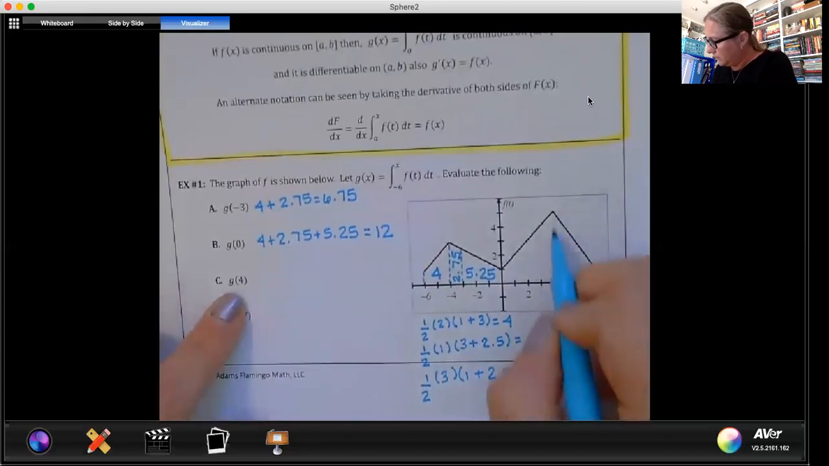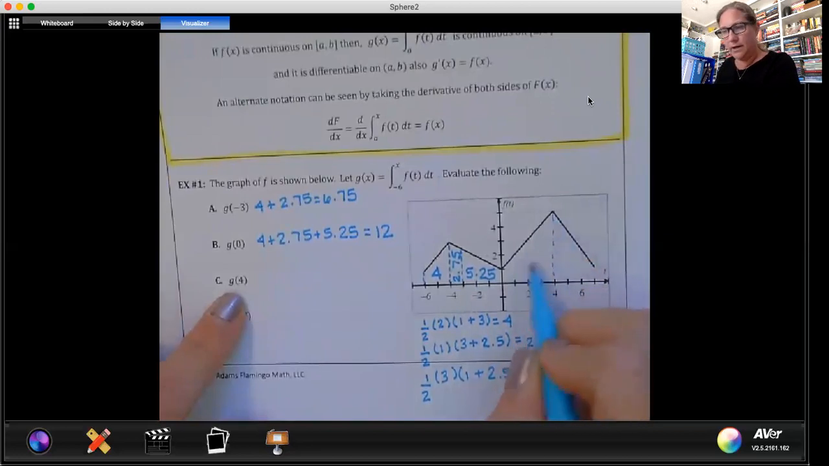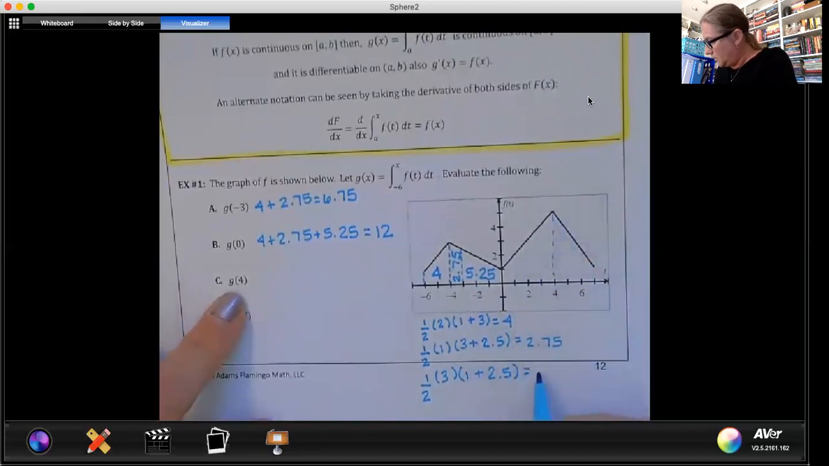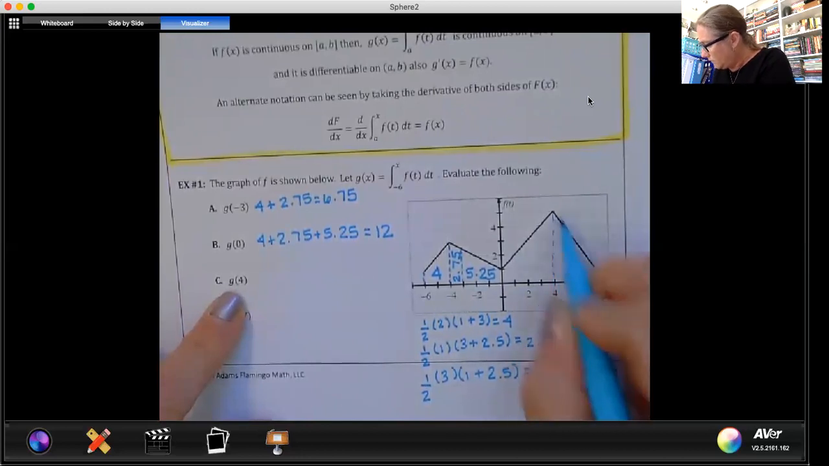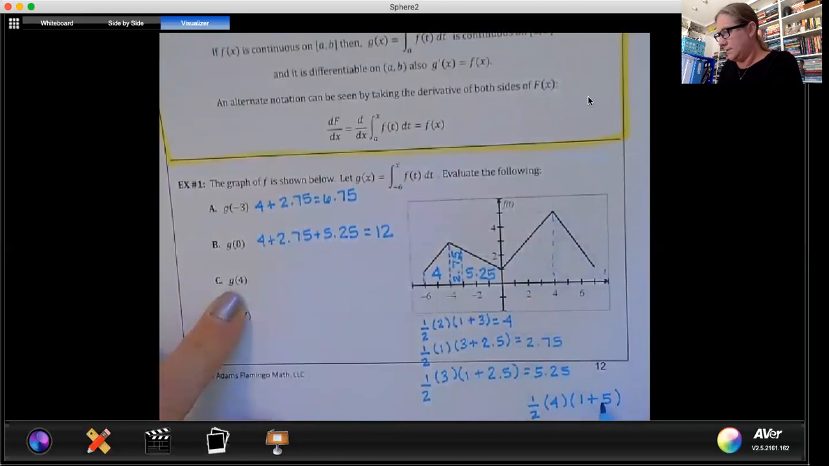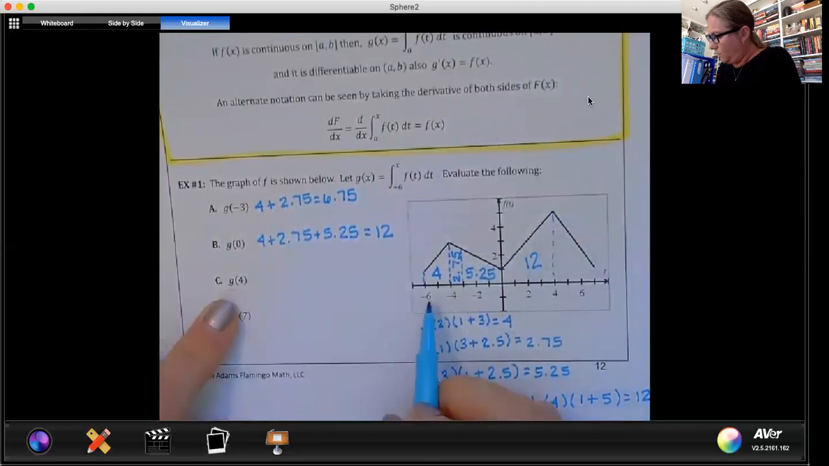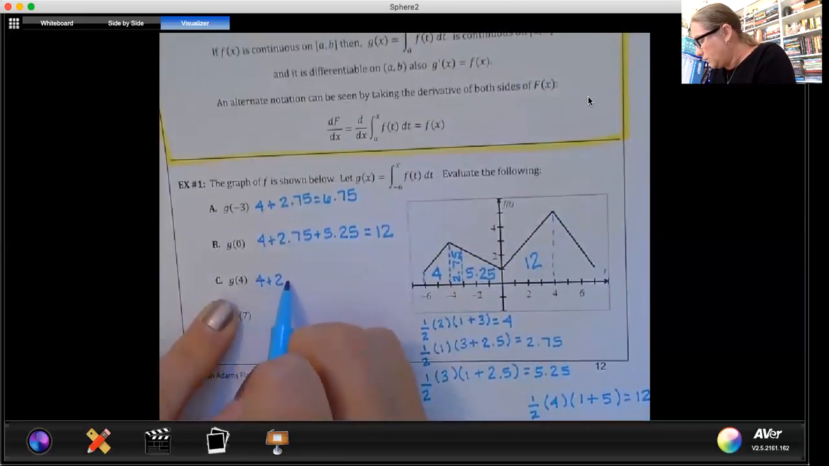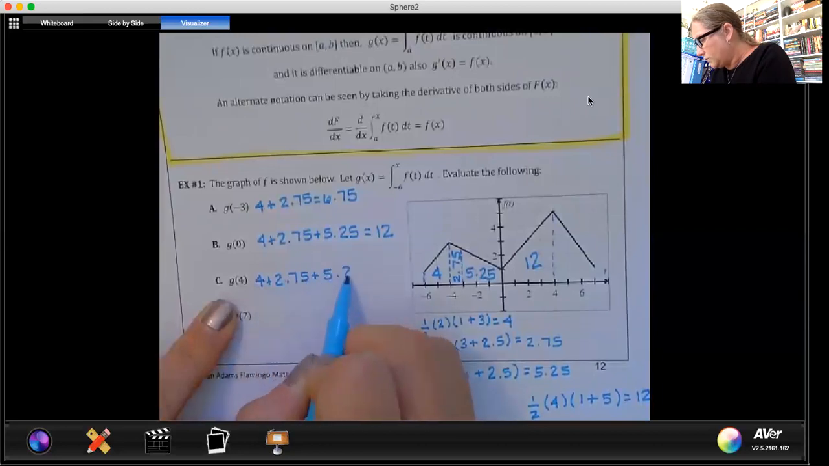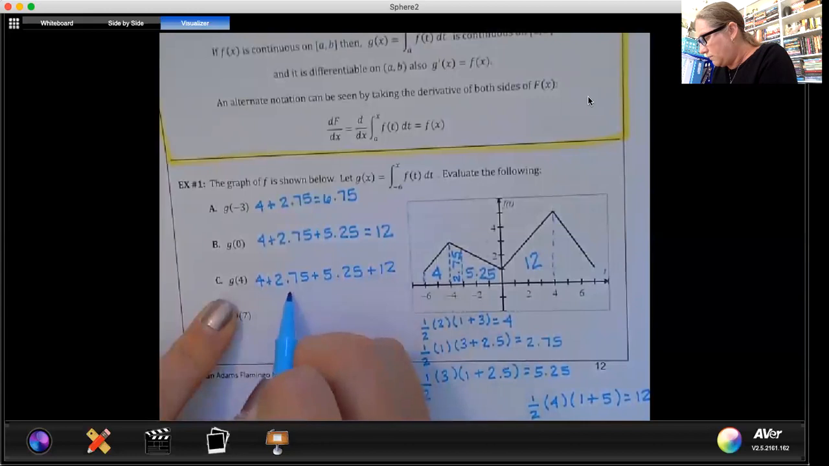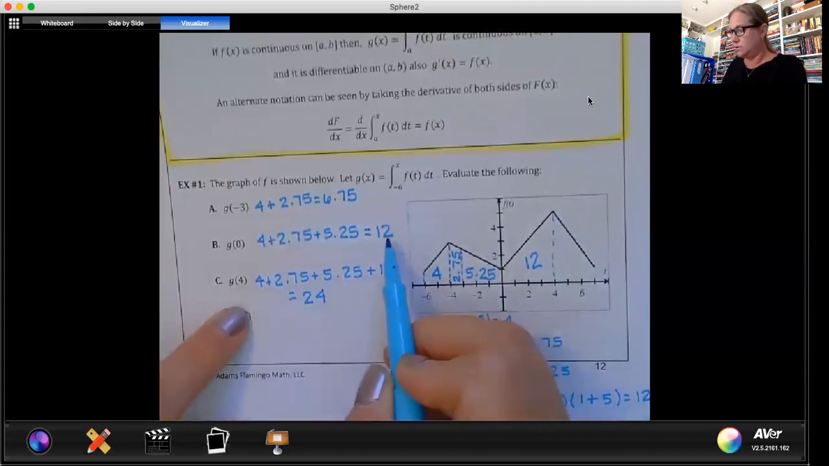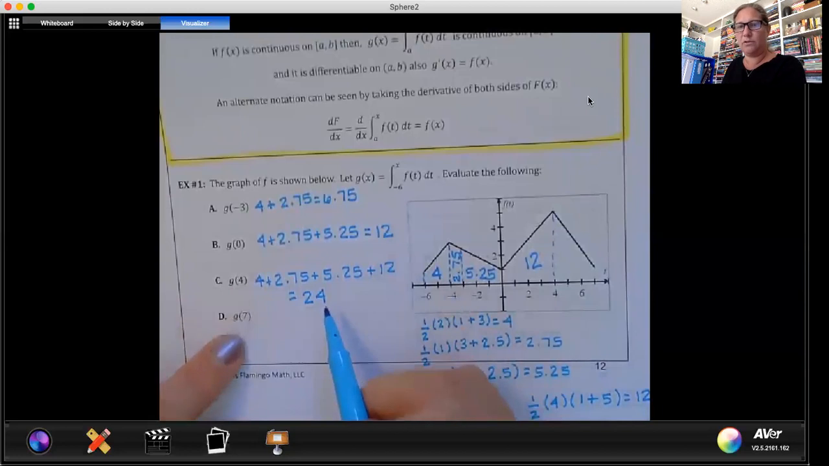G of 4, luckily we can do one figure there. 1/2 the height, 1, 2, 3, 4, times the sum of the bases, 1 plus 1, 2, 3, 4, 5. 2 times 6 is 12. So G of 4 would be 4 plus 2.75 plus 5.25 plus 12, which is 24. Notice it's just 12 plus the last number, 12, which is 24.